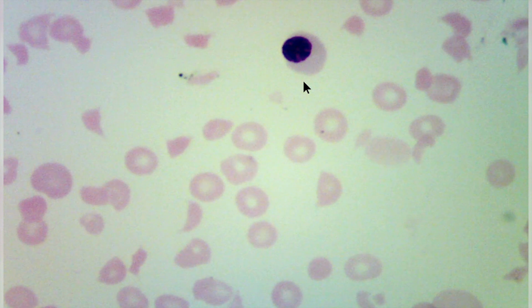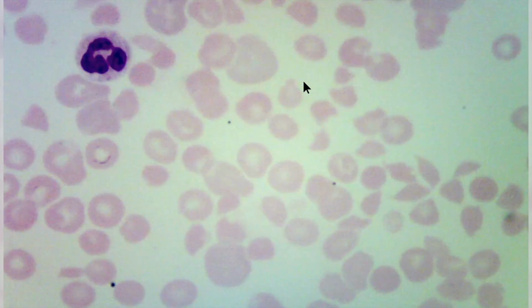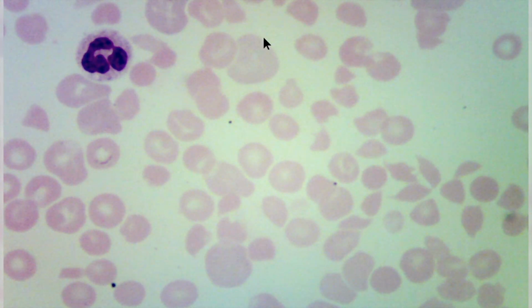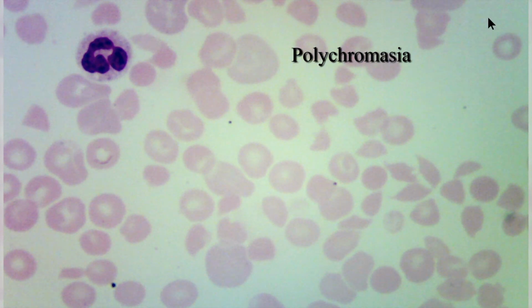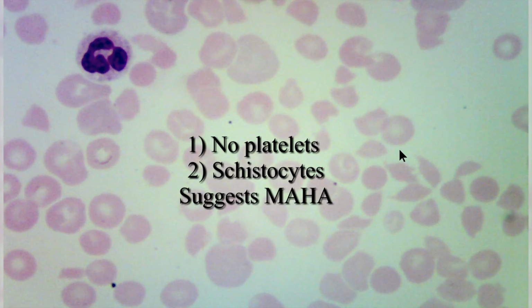As we move around this field, we do see that there is anisocytosis. Some cells are very large with polychromasia, which indicates the patient is releasing new red blood cells to compensate for the anemia. Again, there are no platelets. There is an artifact in here of thrombocytopenia. And the presence of schistocytes and the absence of platelets suggests that this is a form of MAHA.